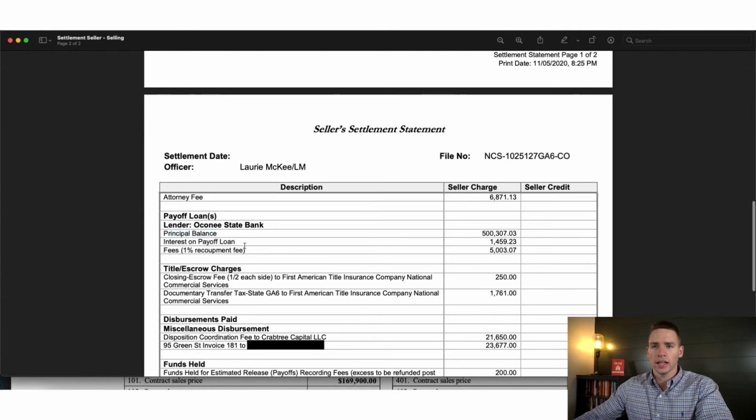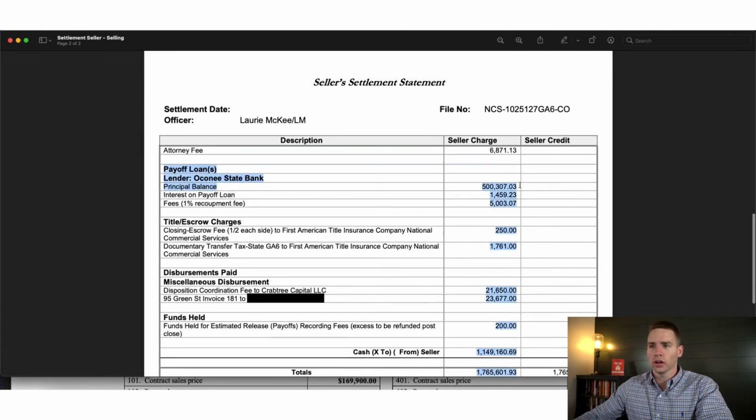I had a loan here, $500,000 was the outstanding balance. I had some interest on the loan I had to pay from the time that we were closing in that month. This is normal, to have to pay a little bit of extra interest for that time period between your last payment and your next payment, when you're actually going to pay the loan off. And then I had a 1% prepayment penalty on here. As you can see, $5,003 is exactly 1% of $500,000. We had some escrow charges, $250.